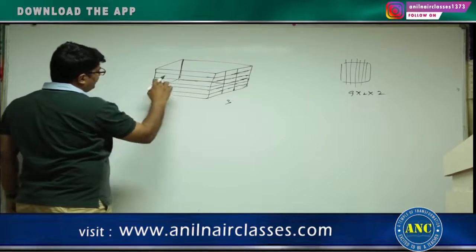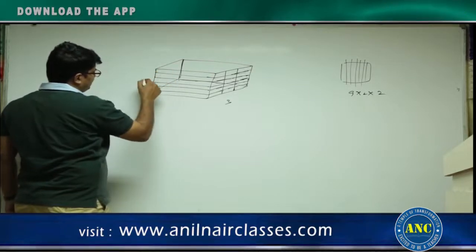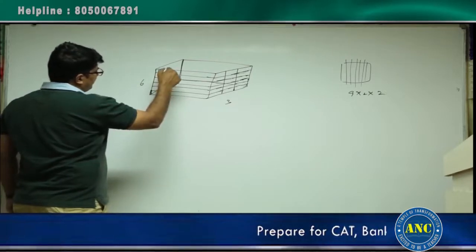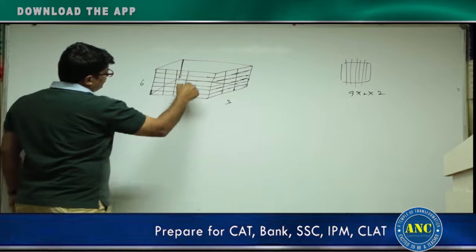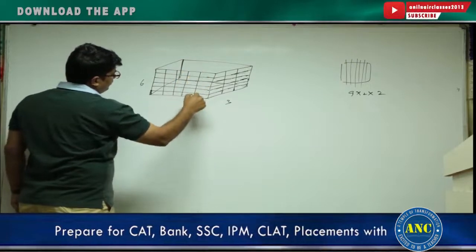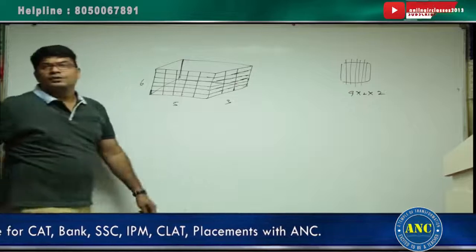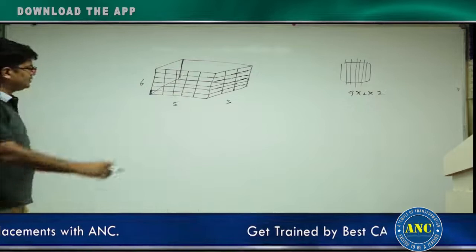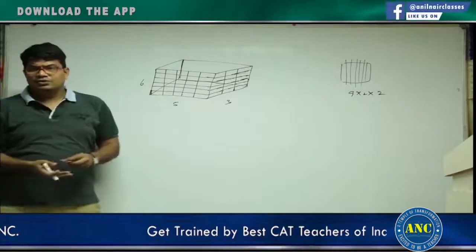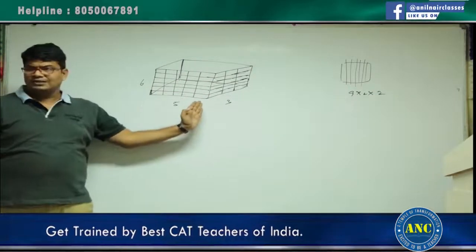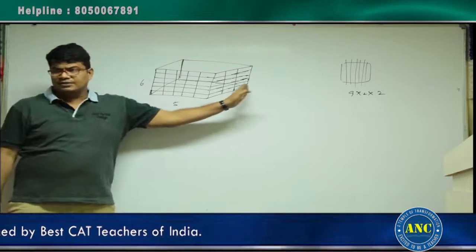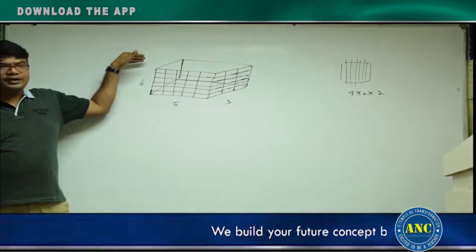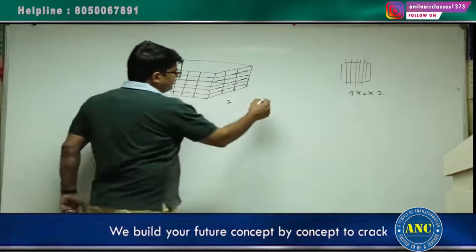Now, we have divided height into 1, 2, 3, 4, 5, 6. Let's take the length as 5. So imagine we have a cuboid which is 6, 5 and 3. There are 5 cubes on the length, 3 cubes on the breadth, and 6 cubes on the height. Are you getting it? So totally how many cubes are there in this?